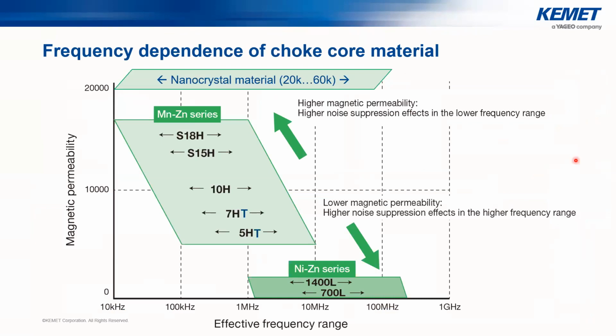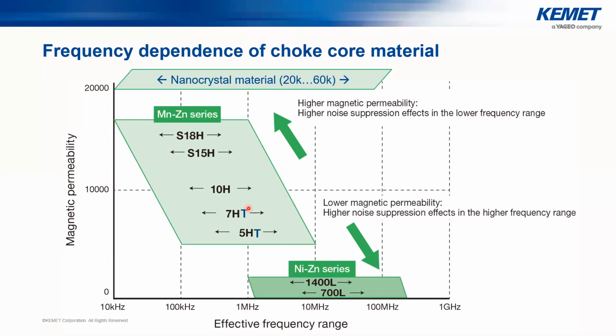We have, of course, many different core materials that we offer for our different chokes. We have, starting with our nickel zinc material, which is mainly meant for the FM frequency range. We have different core materials there for different magnetic permeabilities. Then we have, of course, the manganese zinc, which is meant for lower frequencies, for the AM frequency range, with different magnetic permeabilities ranging right up to S18H, which has a magnetic permeability of 18,000 mu.